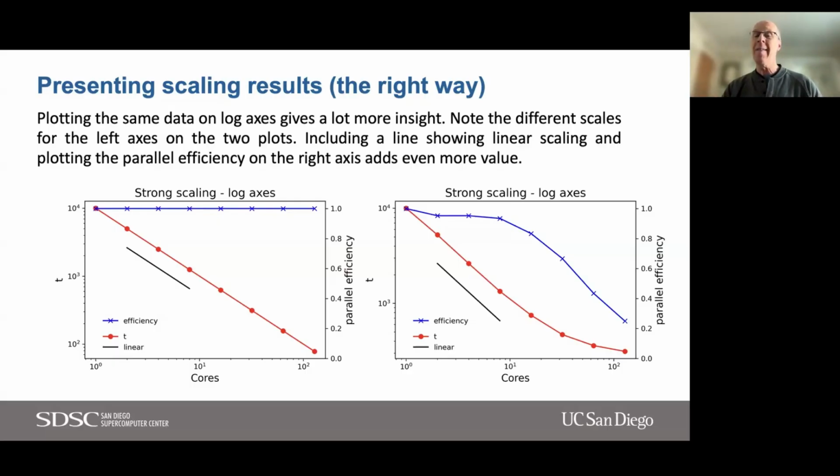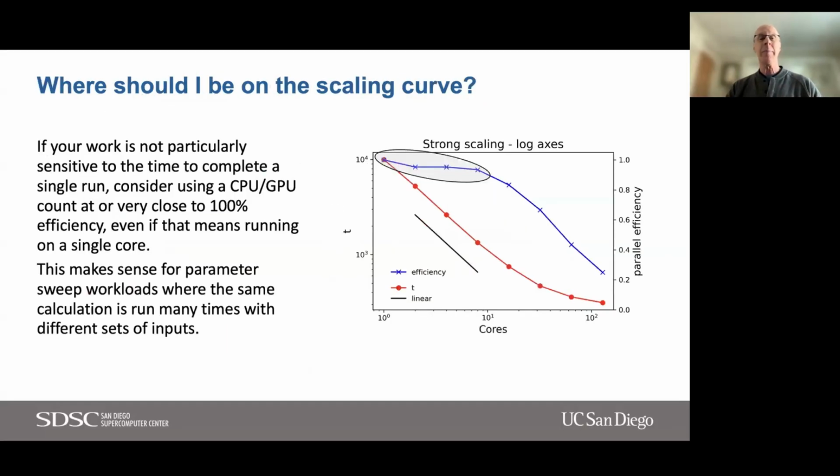On the right, we see that we do pretty well out to maybe about 16, maybe even 32 cores. But after that, the speedup, what we call the parallel efficiency, the speedup divided by the number of cores, kind of drops off. So where should you be on the scaling curve?